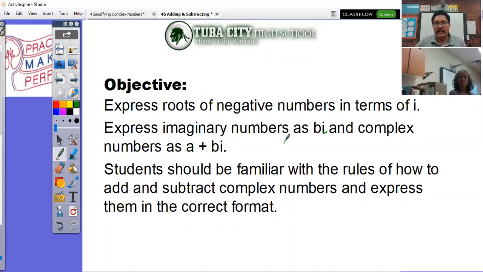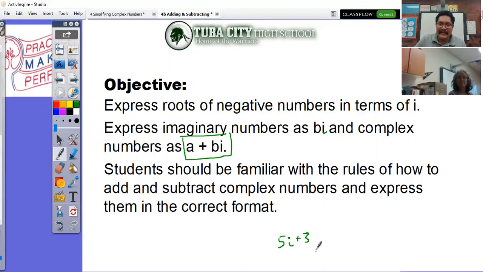Students should also be familiar with the rules of how to subtract and add complex numbers and express them in the correct format. So, just as an example, if you put something like 5i plus 3, this is the kind of answer I usually get into a little bit of a tussle with students about, but it's technically right. All the stuff is there, and then I have to say, well, the definition tells you it's supposed to look like this.